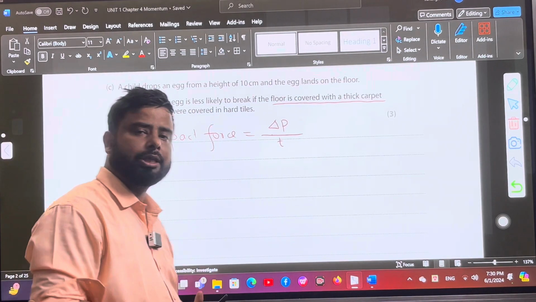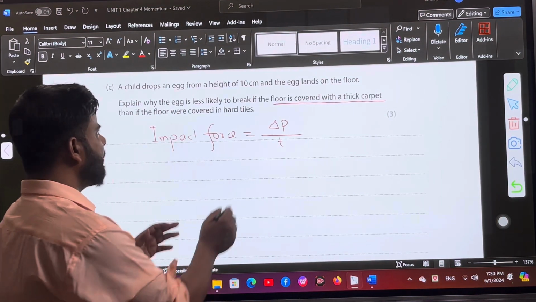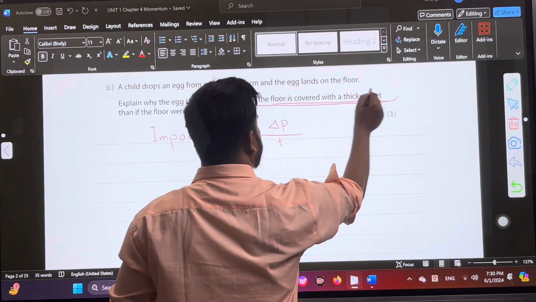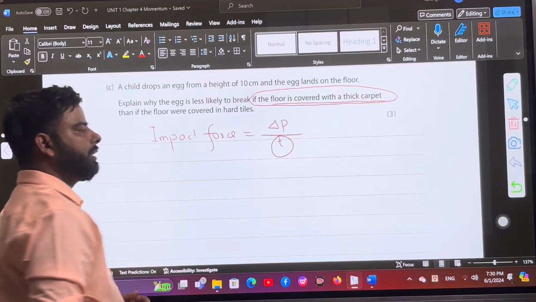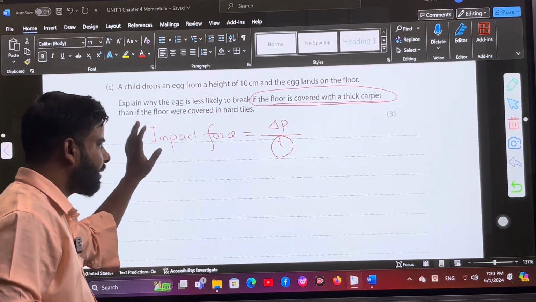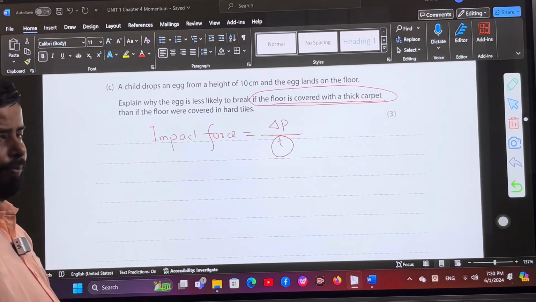So if the floor is covered with thick carpet, then time of collision increases. If time of collision increases, then impact force decreases. So the egg is less likely to break.